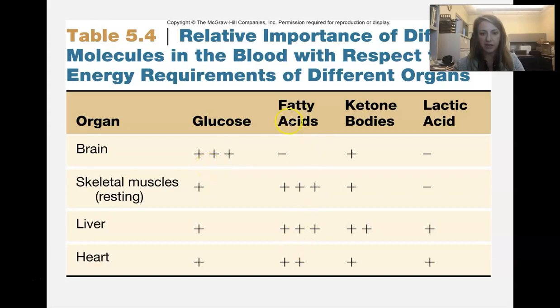Fatty acids are not really that important to the brain as far as we know, but can be more important for muscle, liver, and heart tissue. And you can see lactic acid having a slight effect in requirements in liver and heart tissue, but not in muscle, and then ketone bodies as well. But the one I want to mostly point out is this glucose because your brain is going to be using the majority of your glucose.